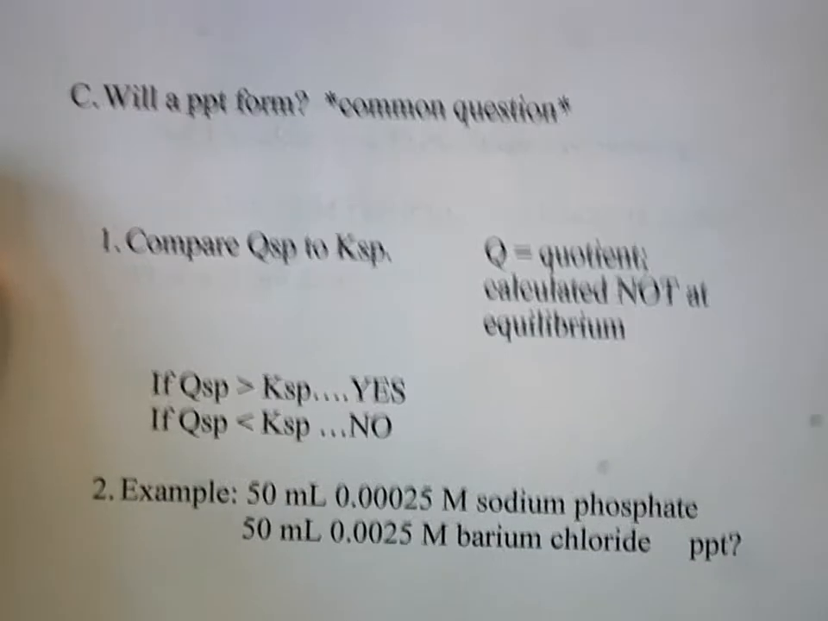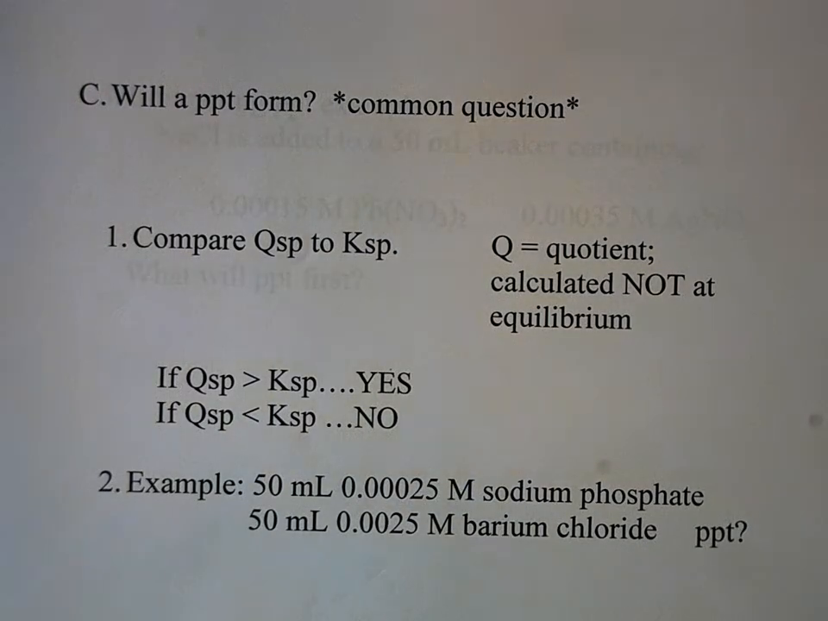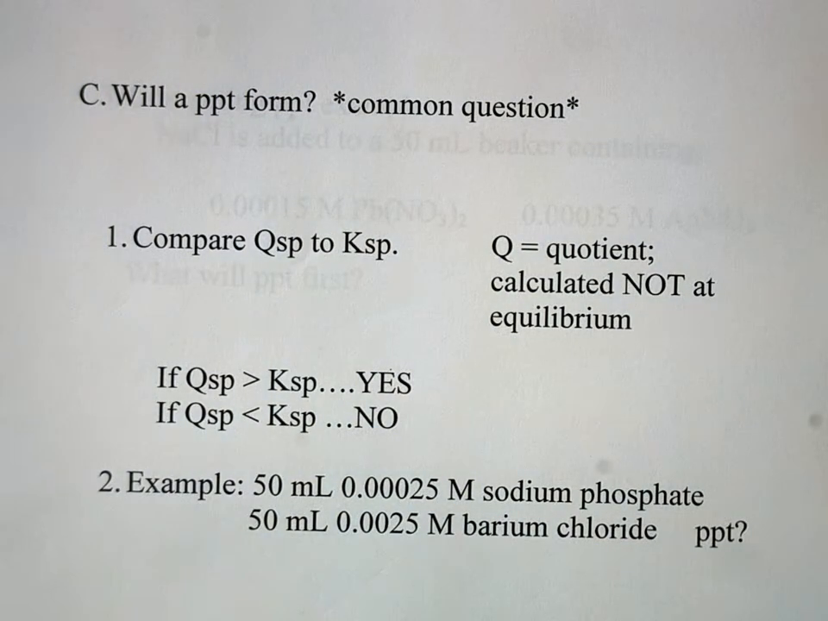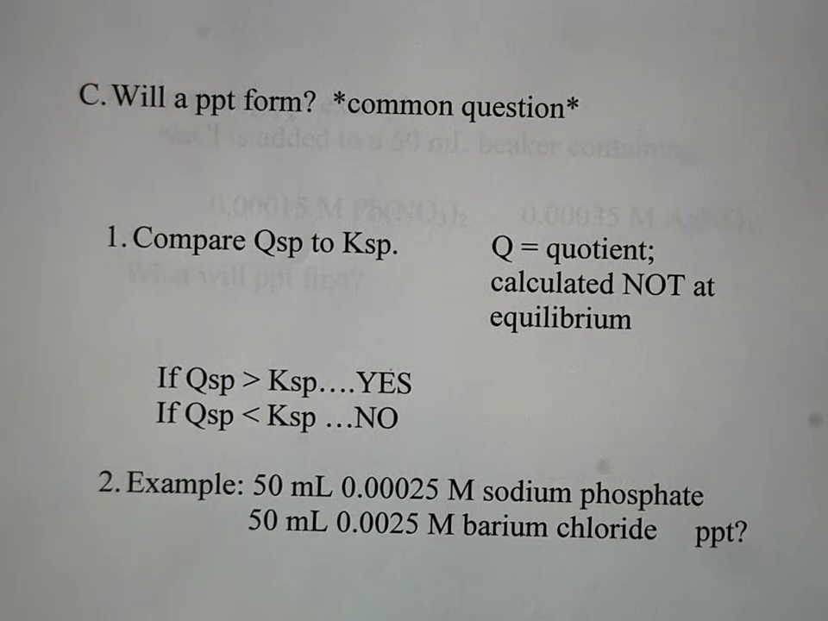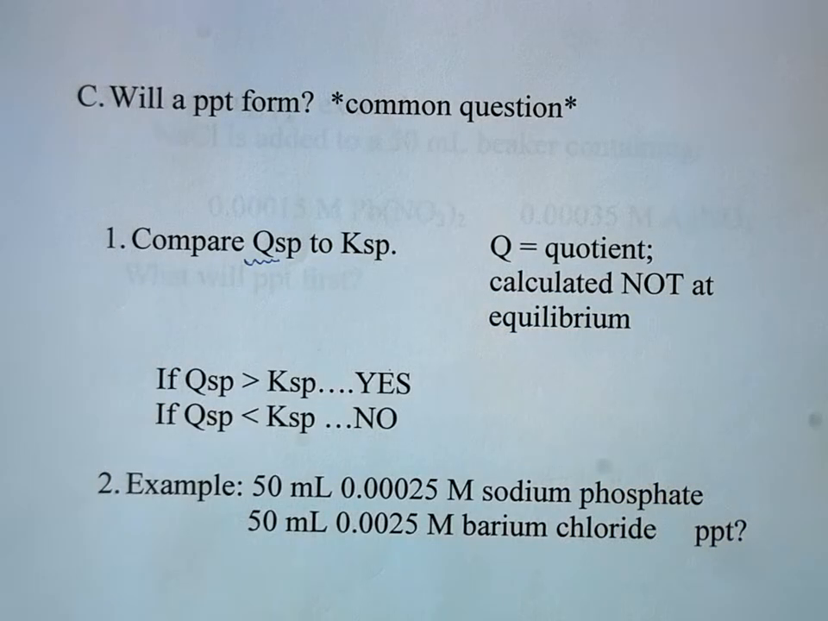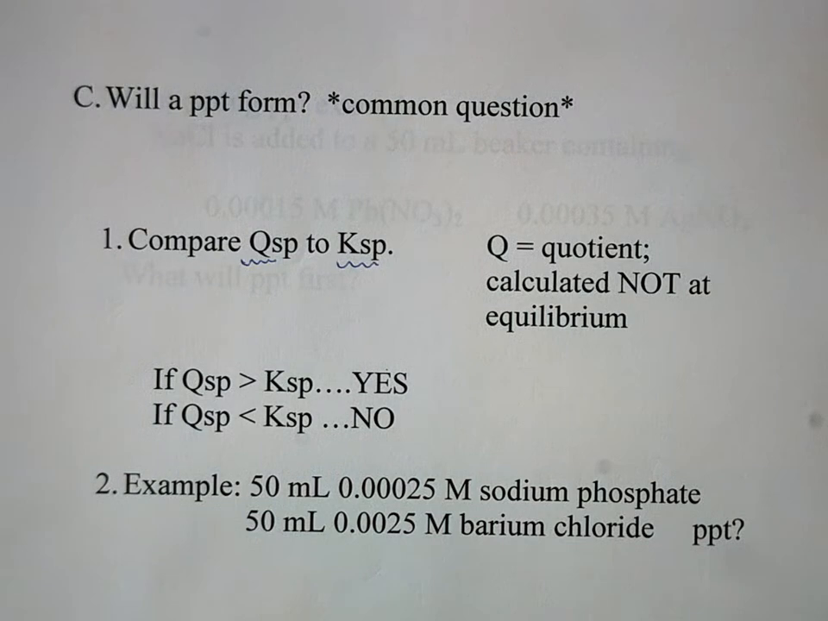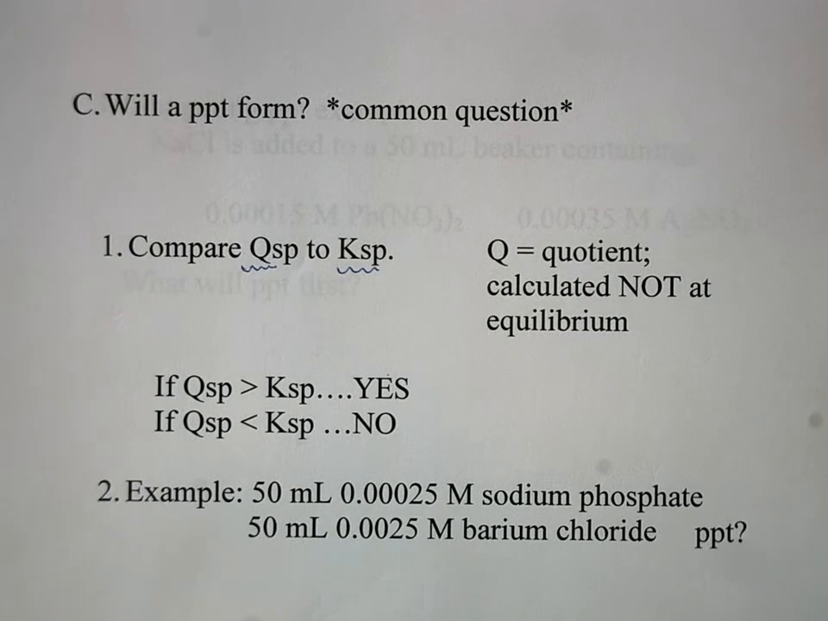A common question will be, you'll be given a couple of things all mixed together, and you're going to have to decide if a precipitate is going to form or not. Let me give you, just write this stuff down first. It has to do with calculating Q, which is calculating values not at equilibrium, comparing to the K values, which are at equilibrium, and then determining if a precipitate will form from there. So copy that stuff down, and then we'll go through and do that example.